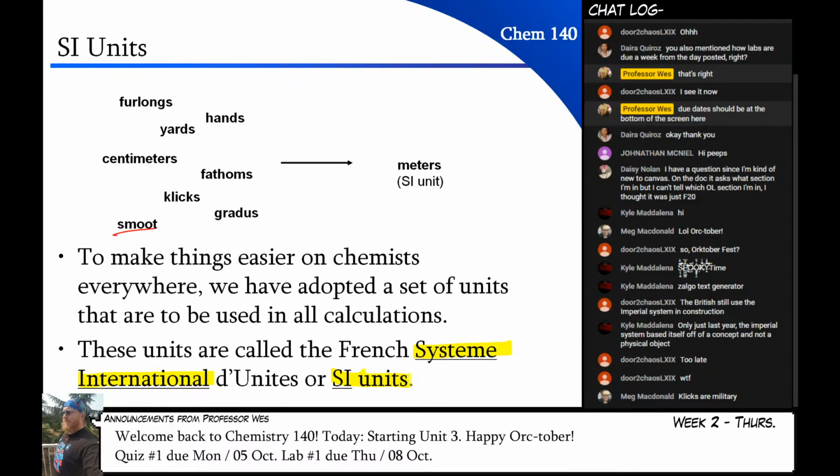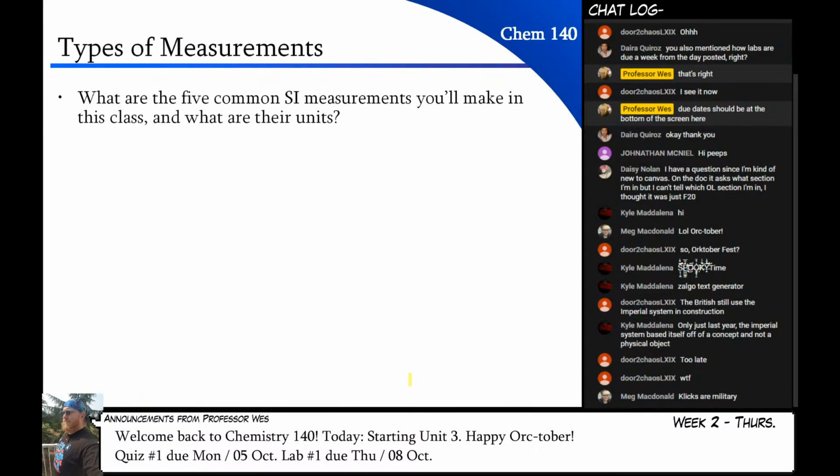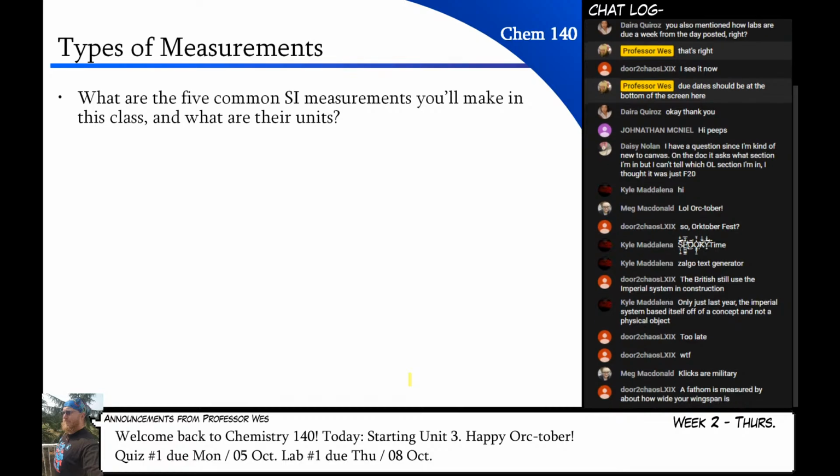So what that means is that for each concept, like length or time or amount, we're going to assign a specific unit to it, and that's going to be the unit that we use in science. What are the types of things that you're going to be using in this class? Now, there's actually 7 of these types of units. We're only going to use 5 of them in Chem 140. In Chem 163, we actually add 1 more of them in there.